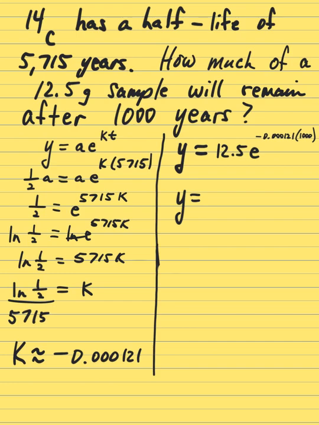Let's see, 12.5, second ln to bring up e, negative, and then we put all that in the exponent, negative 0.000121 times 1,000. All right, and I get 11.08 grams remaining after 1,000 years. So it doesn't deteriorate very fast, but it does deteriorate.